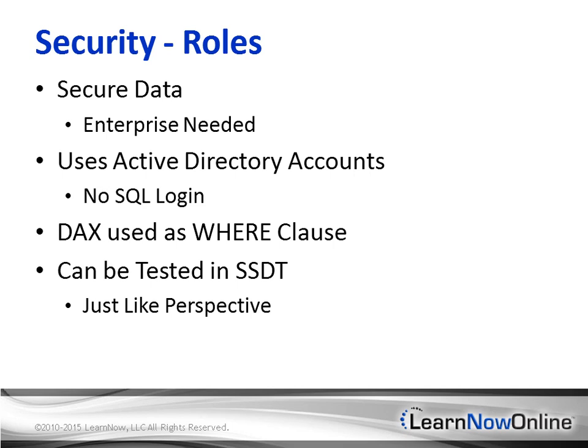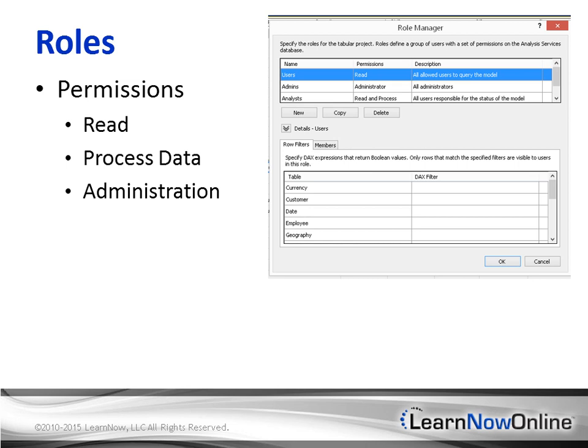to the database. Roles have permissions, and there are 3 levels. Read controls the viewing of data and can be used with row-level security. Process data can give a service account the ability to process the model once new data is available. And the administration is the system-level security needed to design, process, and preview data as well as set up security.